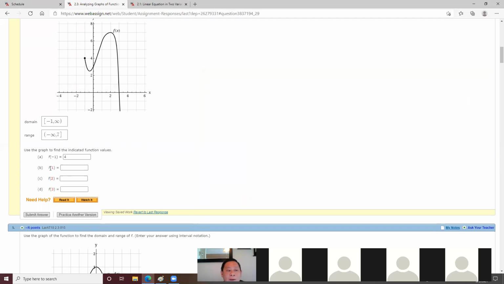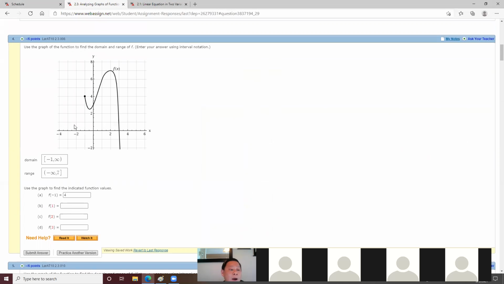Does anyone know how to do f(1) in this case? Looking at your graph, can you tell me what f(1) is? That means when x is 1, what is the y value? X is 1 here. So what is the y value in this case? It will be 6. Yes. How about f(2)? What is the y value for this case? 7. And f(3)?